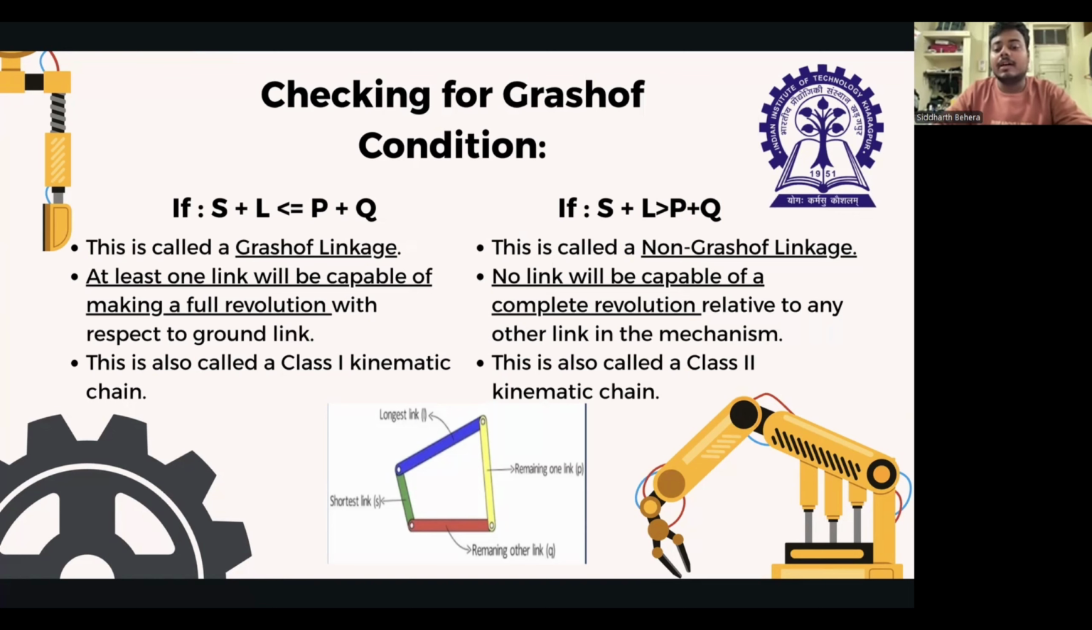If the sum of the shortest and the longest link is greater than the sum of the remaining two links, that is P plus Q, then it is known as a non-Grashof linkage. No link will be capable of a complete revolution relative to any other link in the mechanism. This is also called a class 2 kinematic chain. Now, my friend Siddharth will take over the synthesis.